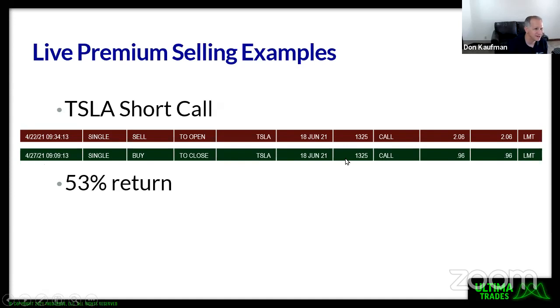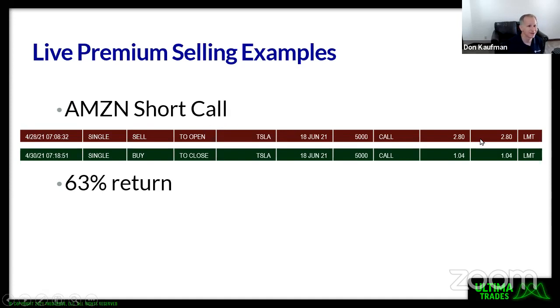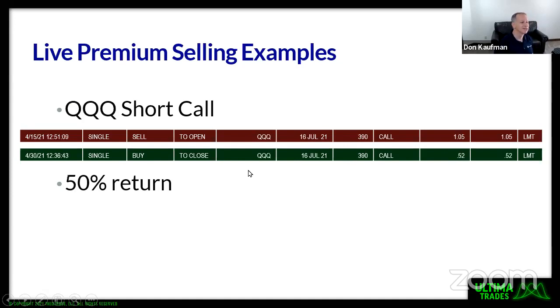Okay, we're getting recent enough. This is a Tesla short call. This is actually done effectively last week. It's the 1325s. Okay. Then we actually come into the Tesla, again, Tesla short call. Then we go to the QQQ short call, 54% return. Amazon short call, forgot about that one. This is actually a 63% return. Okay, huge skew, by the way, inside of Amazon on the call side coming into the last earnings.